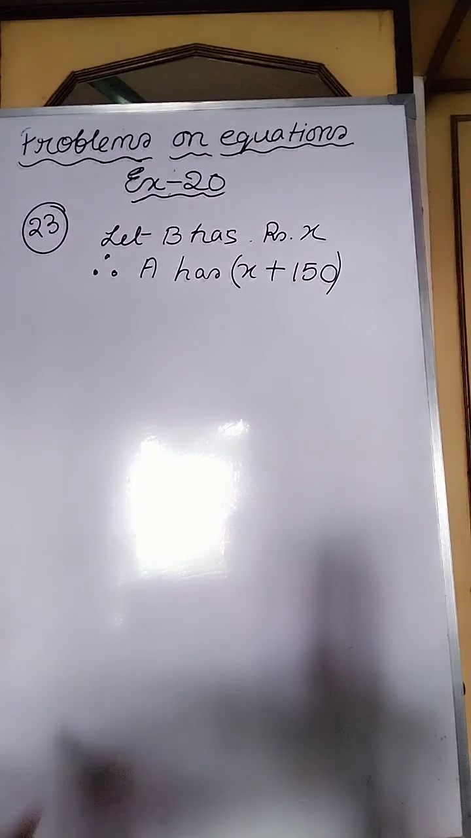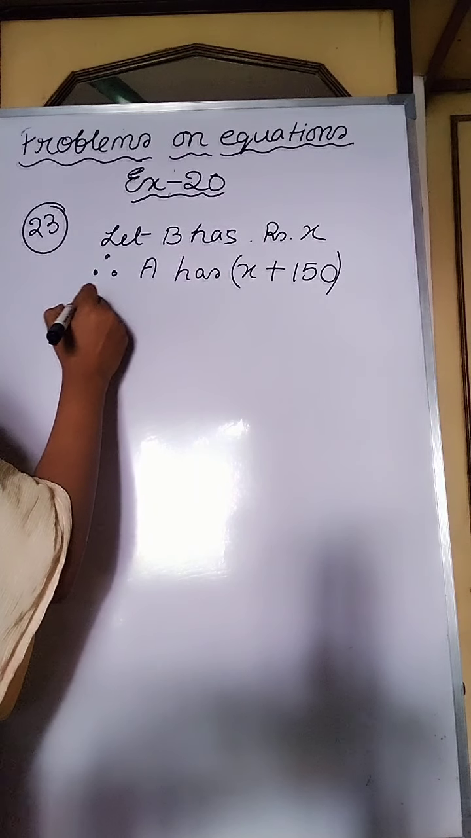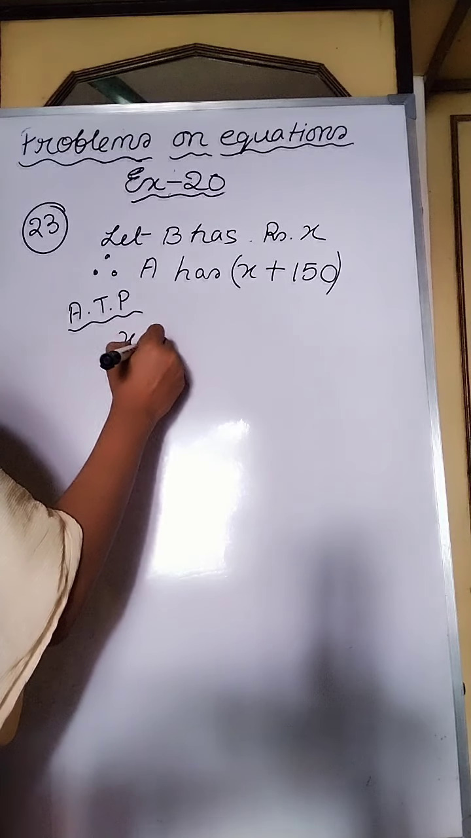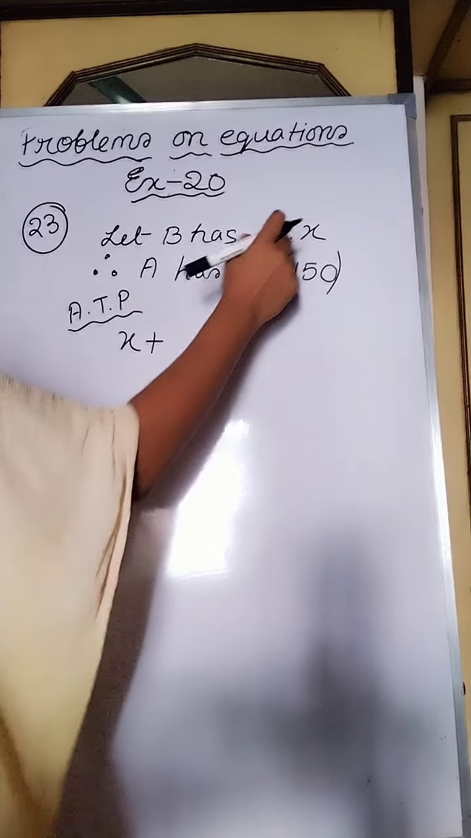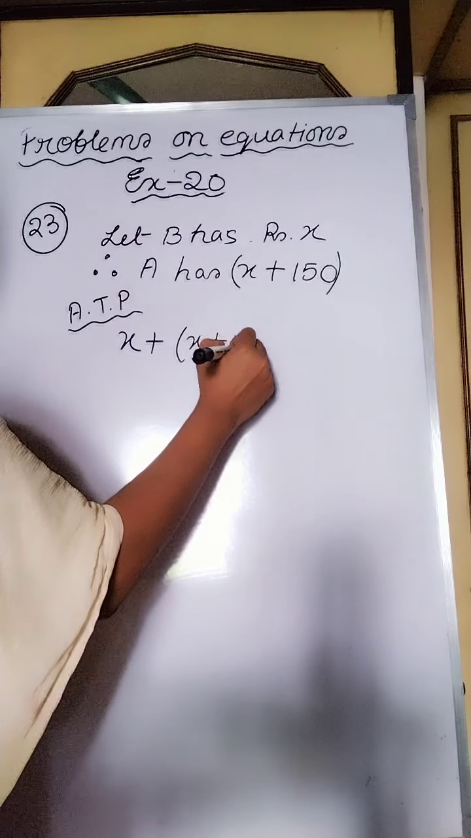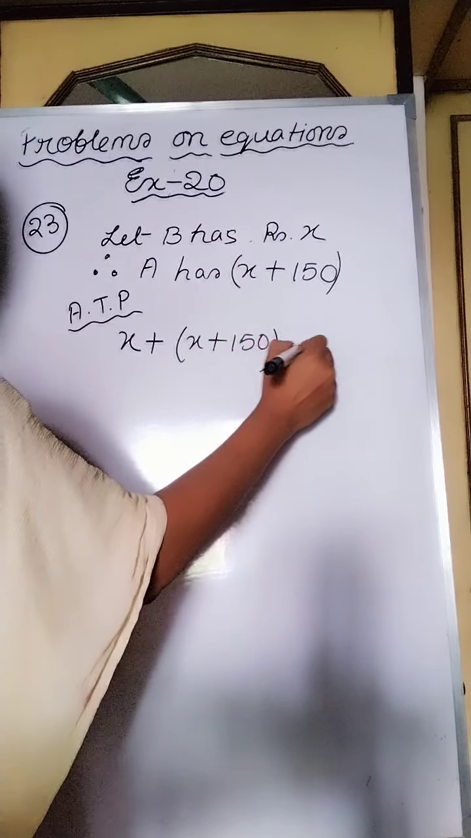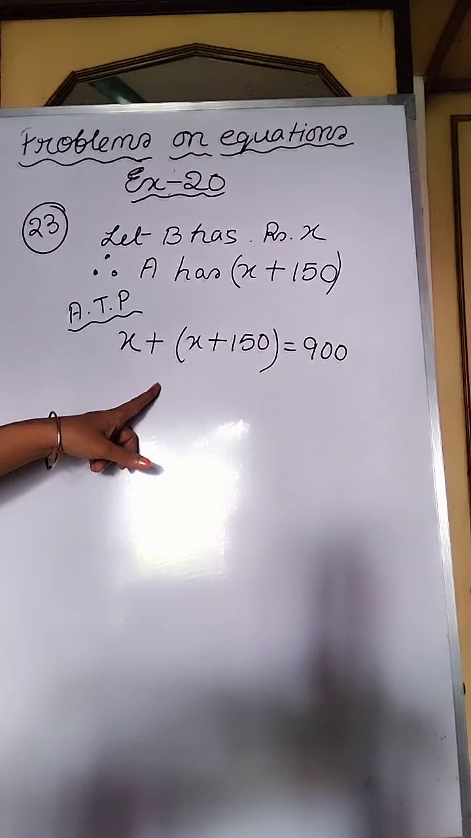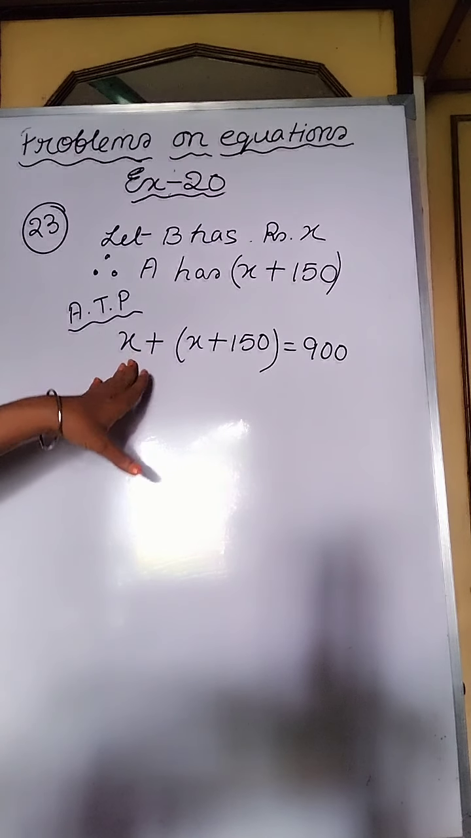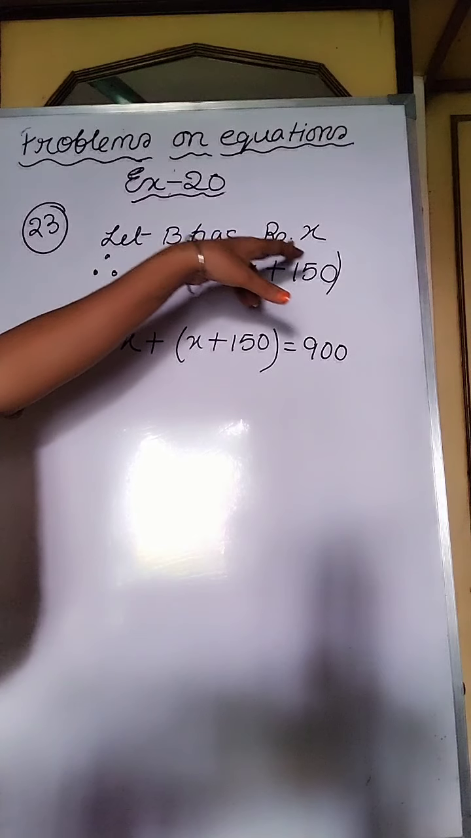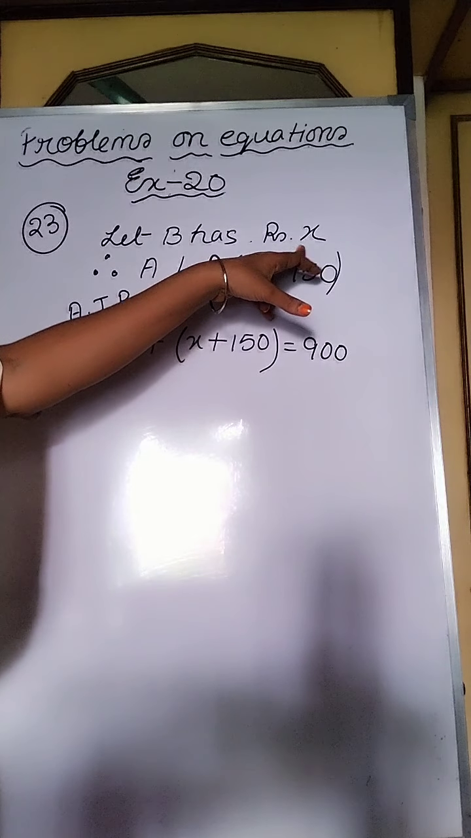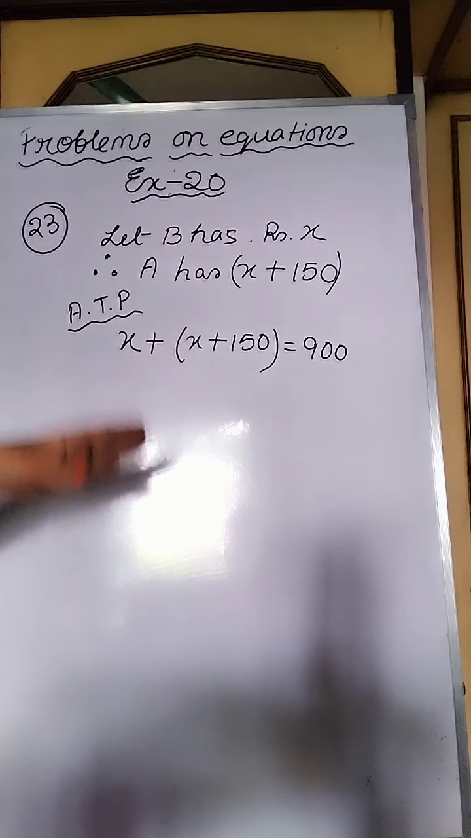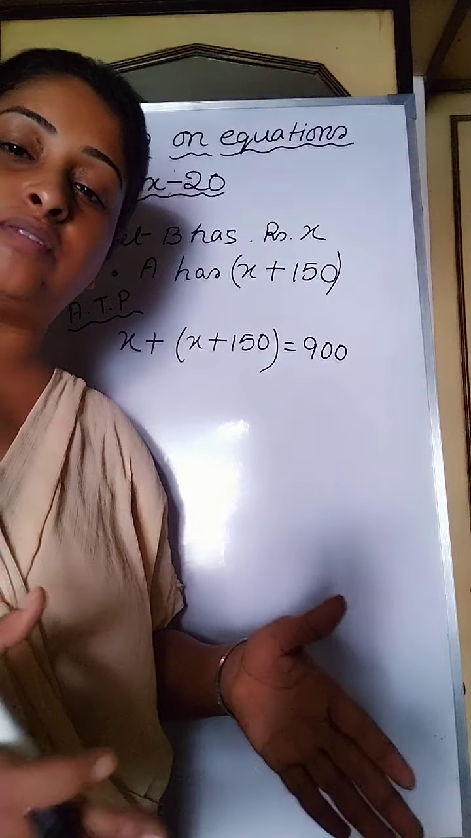Together they are having rupees 900. So, according to the problem, A's money plus B's money, X plus X plus 150, is equal to 900, and this is the equation which we need to solve to evaluate X. If we evaluate X, we can easily find out what money B is having, because B is having X, and after that we can add 150 to B's money to find out A's money. In this way we can find A's money and B's money individually.